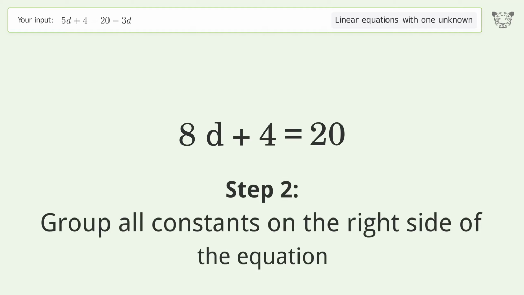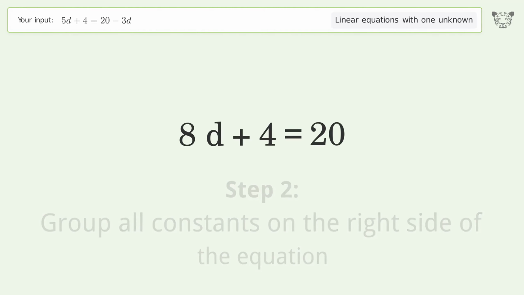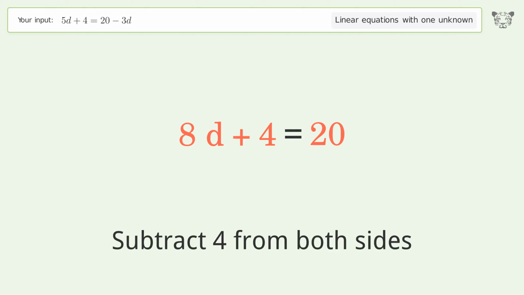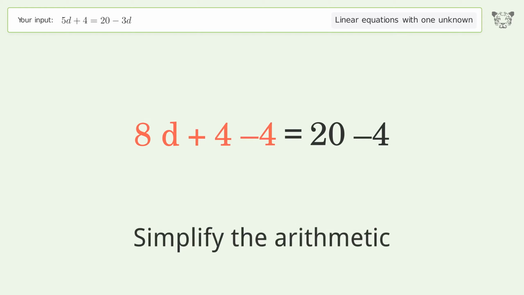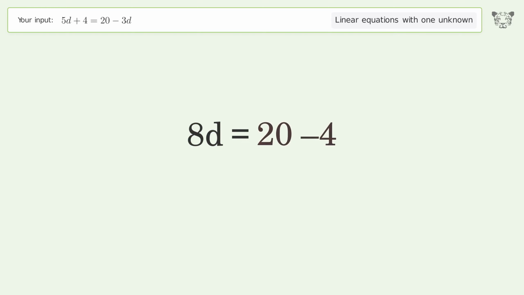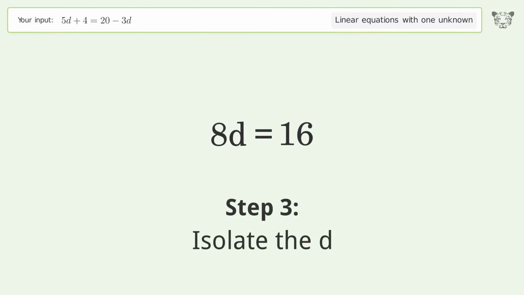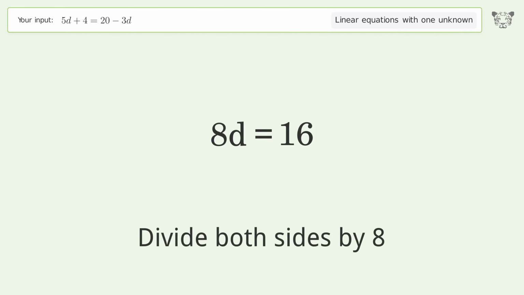Group all constants on the right side of the equation. Subtract 4 from both sides. Simplify the arithmetic. Isolate the d. Divide both sides by 8.